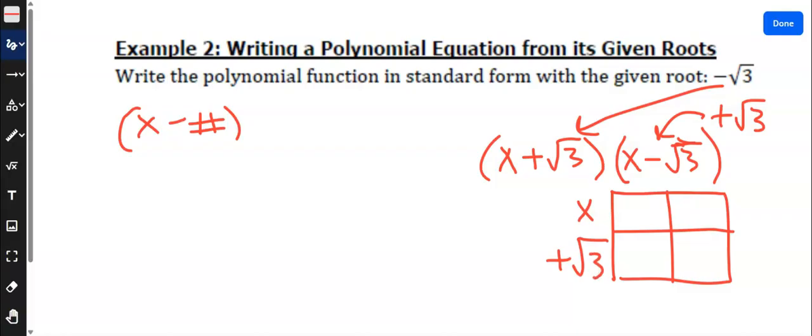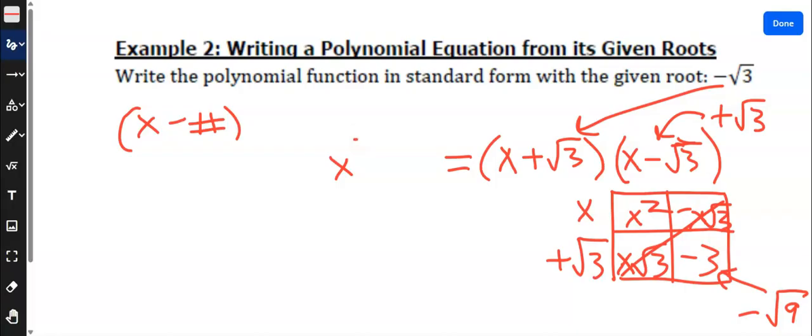Copy this one down the side and then start matching things up. X squared, negative x radical 3, positive x radical 3. Oh, look, those two cancel each other out because one's positive and one's negative. And then last and not least, now, we know that's negative square root 9, but what's another way for me to say negative square root 9? We know the square root of 9. Isn't that just negative 3? So the final answer to the question, x squared minus 3.